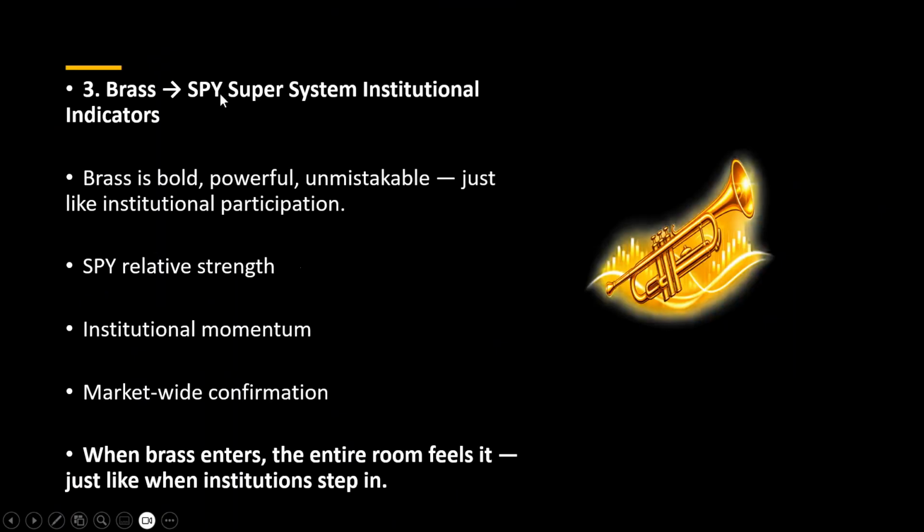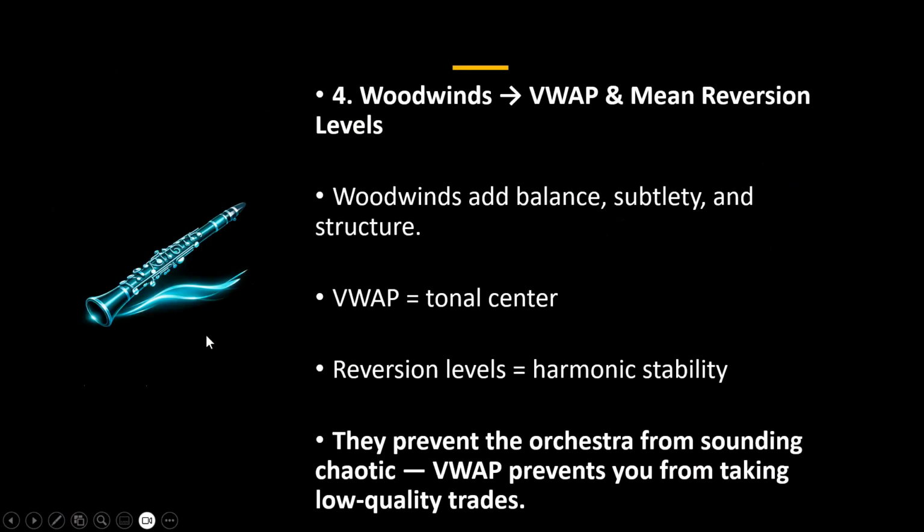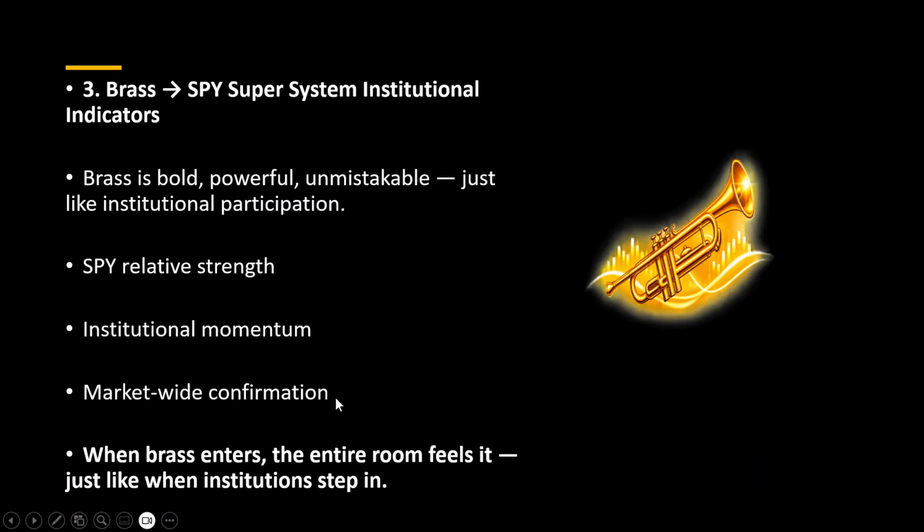The brass. This is the SPY super system institutional indicators, current time frame momentum, and current time frame and multi-time frame on the daily chart. All right. So the brass is bold, it's powerful, it's unmistakable, just like institutional participation. SPY relative strength. Relative strength is very important. That's part of this as well. Institutional momentum and market-wide confirmation. That's what the SPY indicators are telling us. When the brass enters, the entire room feels it, just like when institutions step in, right?